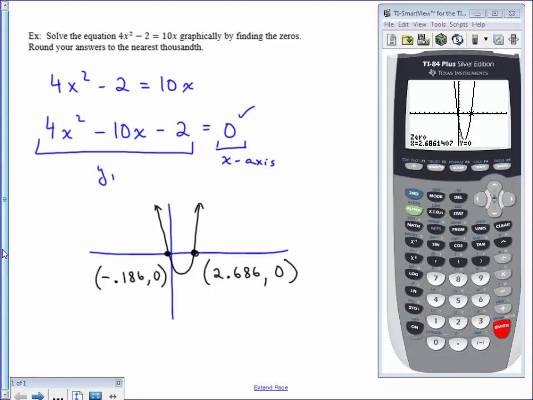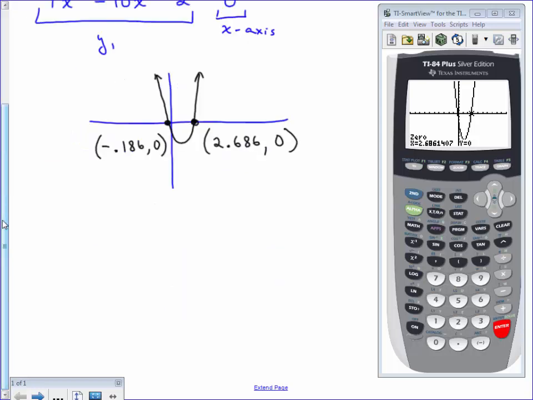Alright, so it said solve the equation graphically by finding the zeros. So I have done that. Now zeros have the form just x equals a number. And so there I would want to make a final statement that the zeros are x equals negative 0.186 and x equals 2.686.